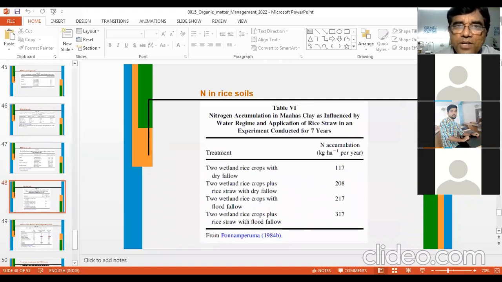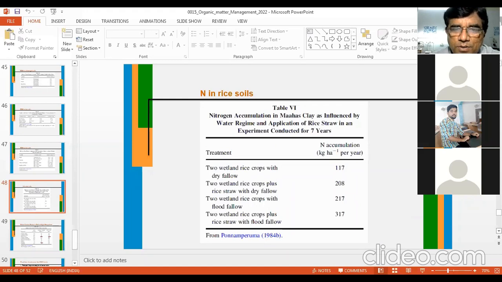Now, what is the position of nitrogen accumulation? It is influenced by water regime and application of rice straw in an experiment from the Philippines. So you can say if you take 2 wetland rice crops with dry fallow, it is 118. If you take 2 wetland rice crops plus rice straw, then nitrogen accumulation increases to 208 kg.